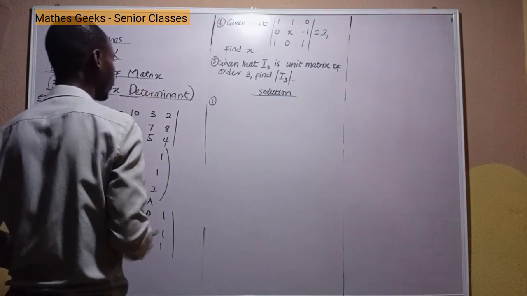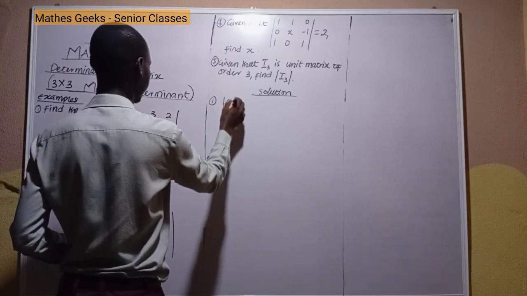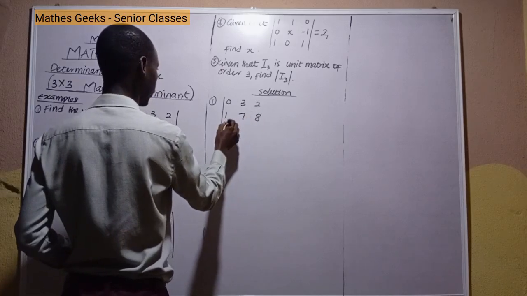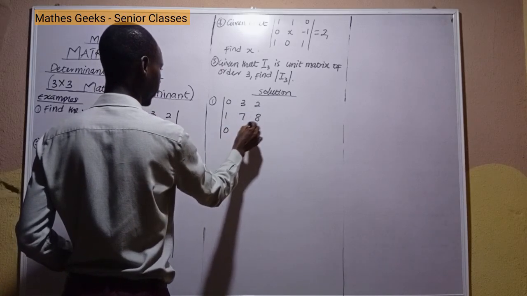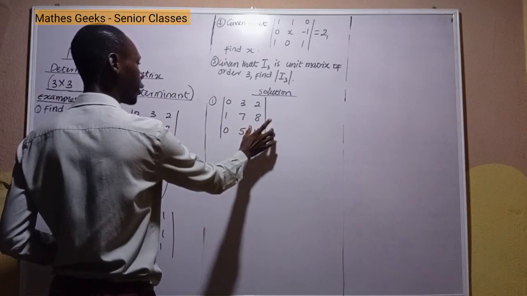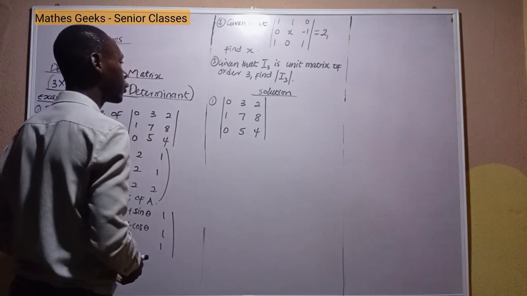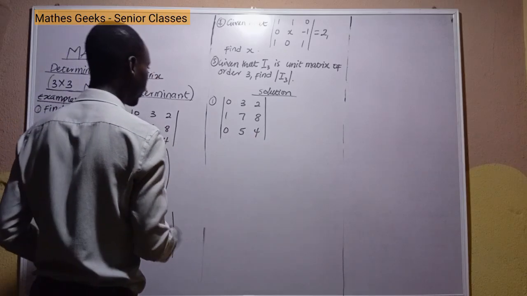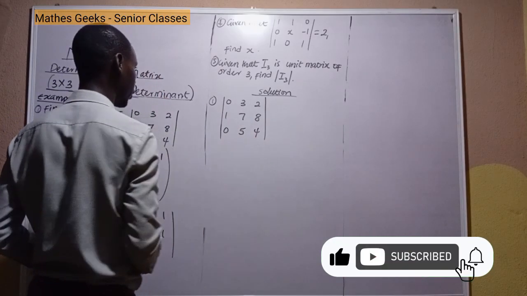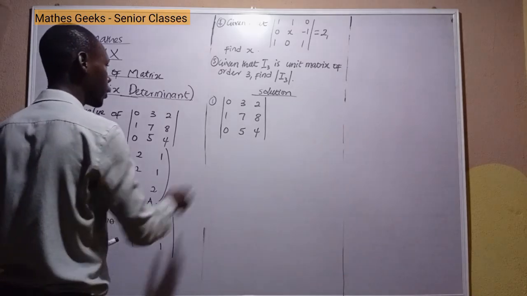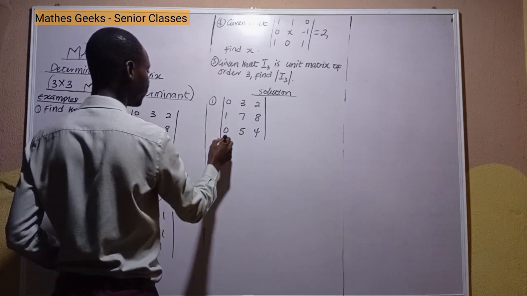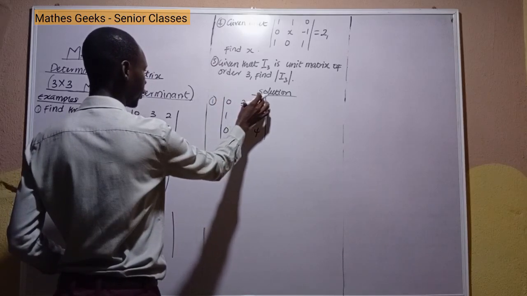Here, find the value of this matrix: 0, 3, 2, 1, 7, 8, 0, 5, 4. Anytime you see entries enclosed by strokes, it tells you that you should look for the determinant of that matrix. Whether it's 2 by 2 or 3 by 3, once the matrix is enclosed by two strokes, you have to look for the determinant. So let's attach our signs: this 0 is plus, minus 3, this is plus 2.